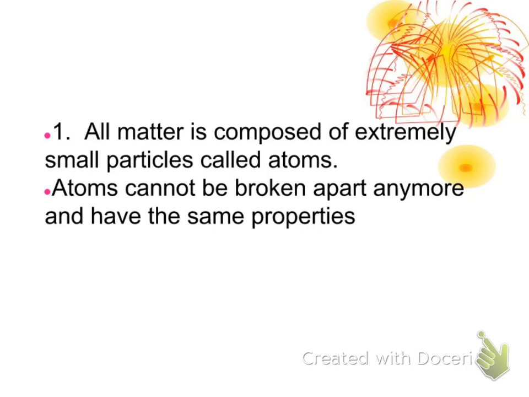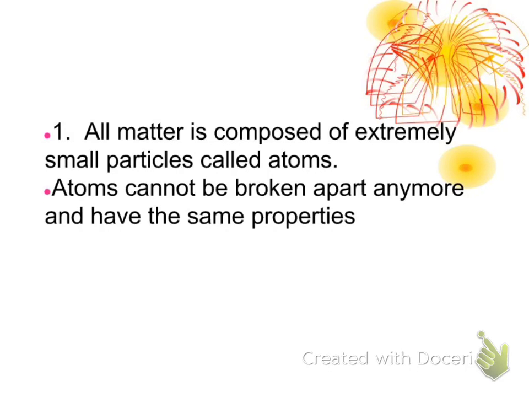So the first one, he said, is that there is this particle. We're going to call it an atom. It's extremely small, and it's indivisible. Can't break it down any farther. That's called an atom. All matter is composed of extremely small particles called atoms. If you look at the periodic table, you had an element quiz where you had to match the name or the symbol with one another. Each one of those symbols represents a different atom.